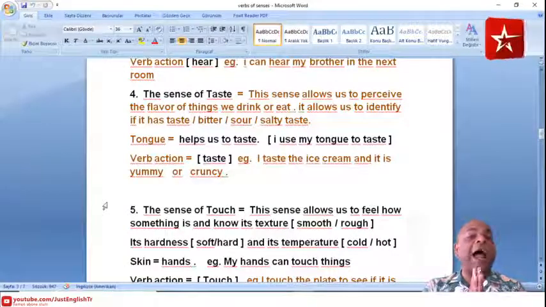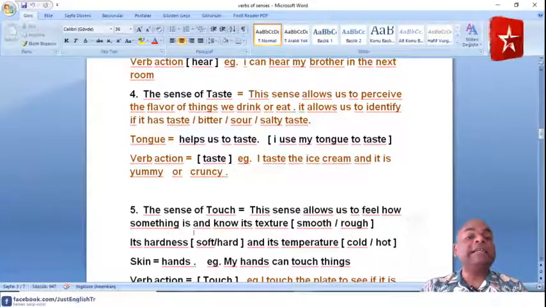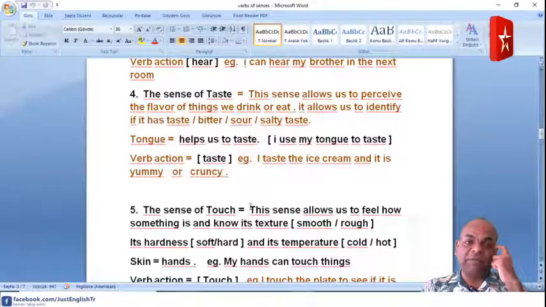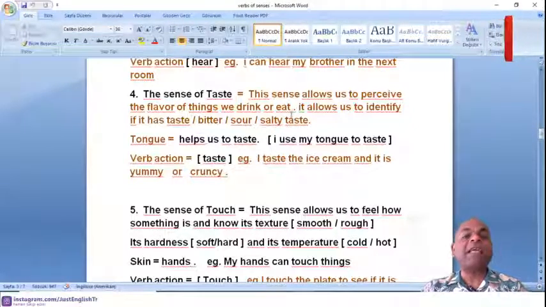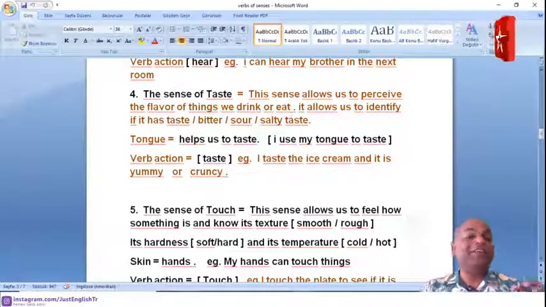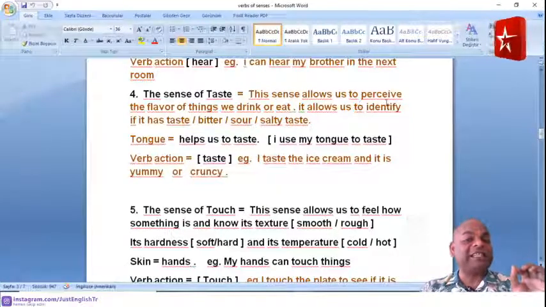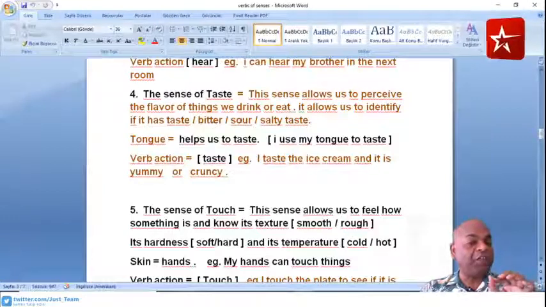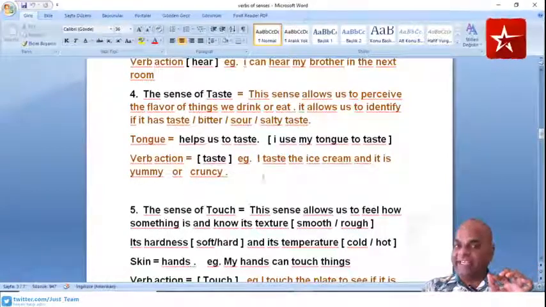Now remember, our number 4, sense of taste. The sense of taste, guys, I think is very common. This sense allows us to perceive the flavor of things we drink or eat.